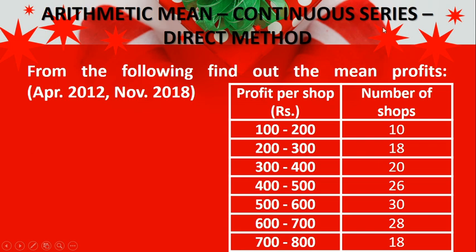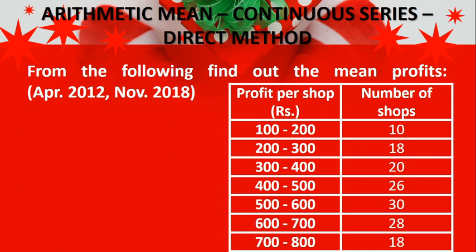We've already seen individual data and discrete series. Now it is continuous series, class interval and frequency. And for this continuous series, we have three methods: the direct method, shortcut method and step deviation method. So, we'll learn them one by one.